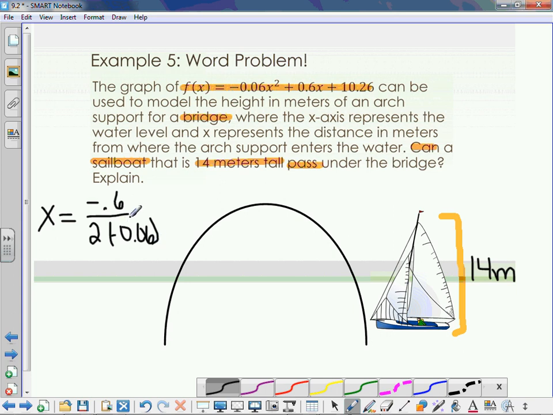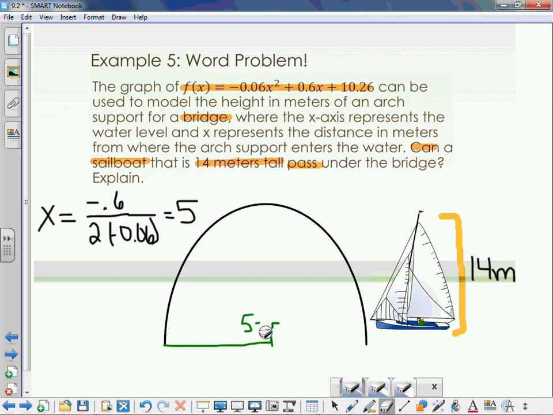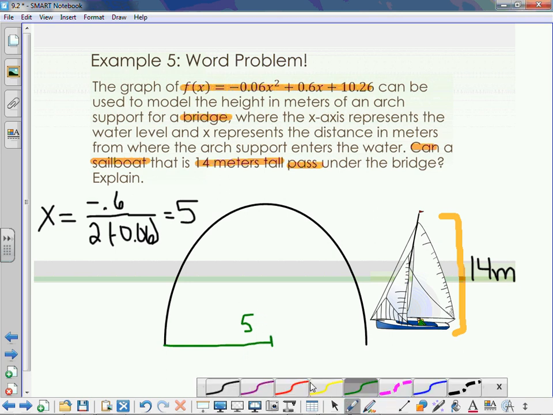Plug it into your calculator, press enter, and you should get 5. Remember that this 5 is for the x coordinate. So all it's telling us is it's 5 meters until it gets to the tallest point. But that does not mean the tallest point, I wrote feet, does not mean that the tallest point is 5 meters. It just means 5 meters from one edge of the bridge to the middle of the bridge.